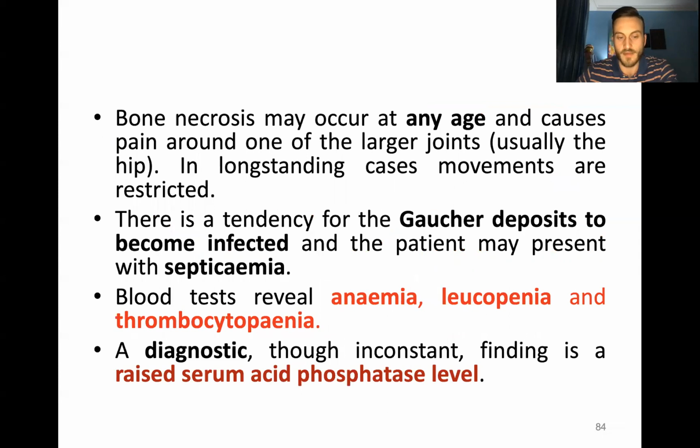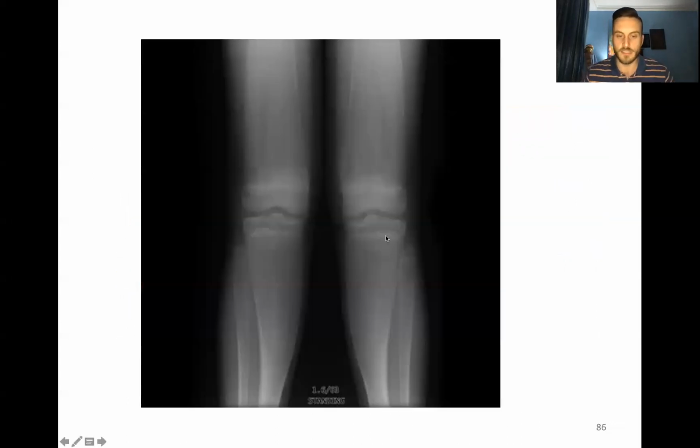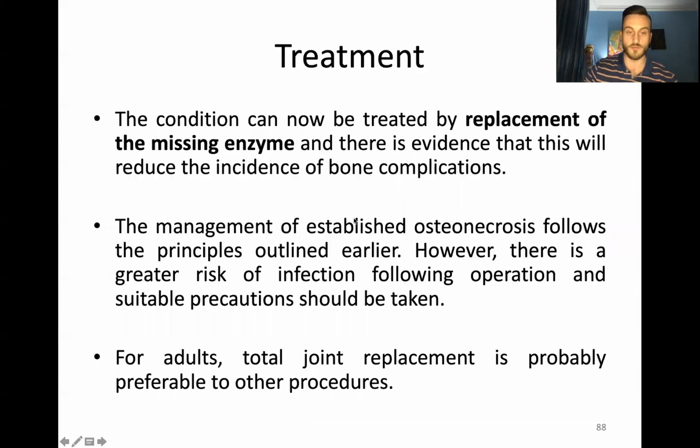So they have specific findings you will see on X-ray, which is called Erlenmeyer flask appearance. So you can see here in the metaphyseal region, it's called metaphyseal flaring, okay? So you can see Gaucher deposition here in the bone on picture A, you can see bone infarction on B, you can see the metaphyseal flaring or Erlenmeyer flask appearance, which is for Gaucher disease. Here there is an intramedullary nail or rod, and you can see the appearance of Gaucher disease in here. Treatment: replace the missing enzyme. And for osteonecrosis, the principle we already talked about is the same.